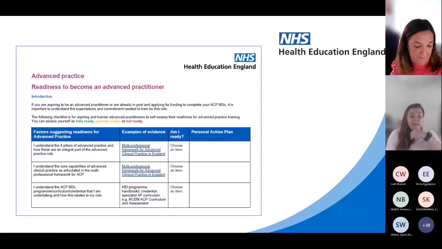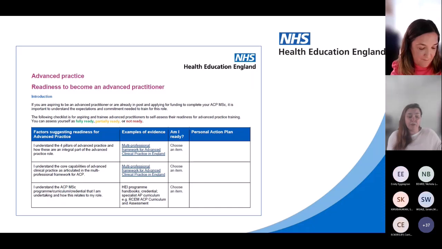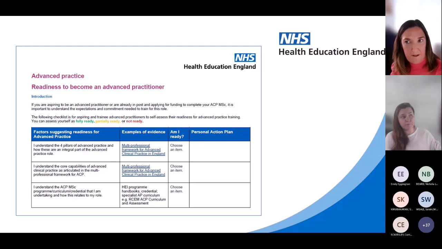This is something else we've developed to help support the trainee with the transition to advanced practice, a readiness to become an advanced practitioner checklist. Similarly to the supervisor checklist, this should be completed before the trainee takes up the post and will give them time to reflect on their competence and capabilities in relation to the role and ensure that they have the correct support mechanisms in place to facilitate their progression. Employers can also use this checklist as part of their recruitment and selection process when planning new advanced practice roles.